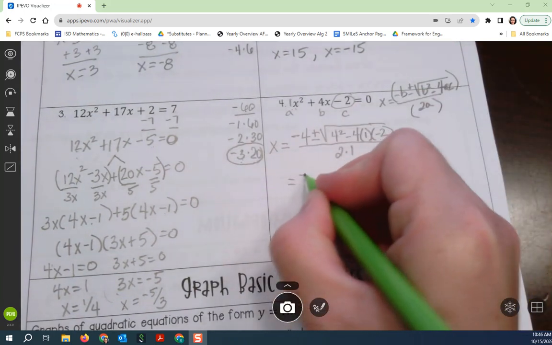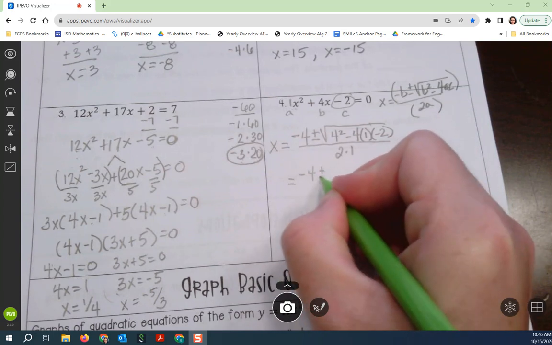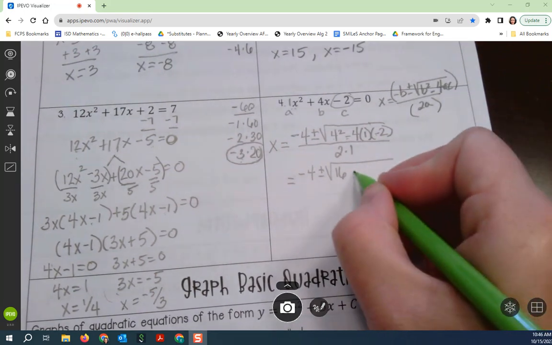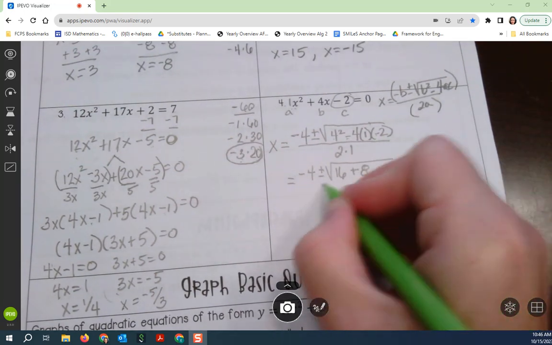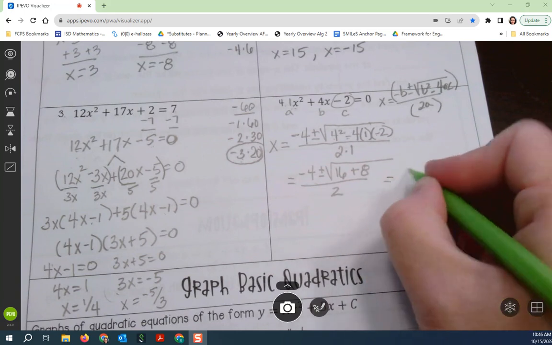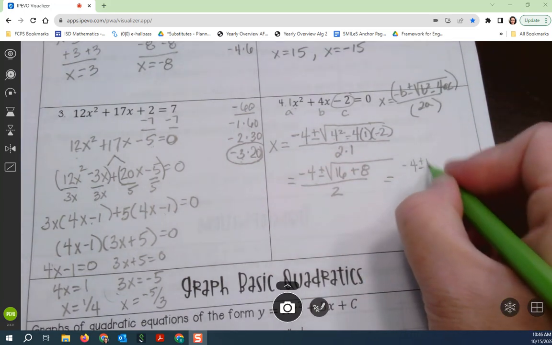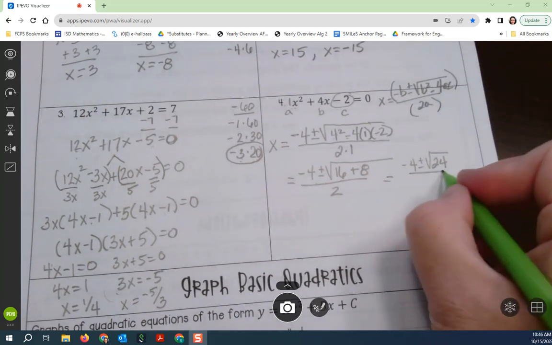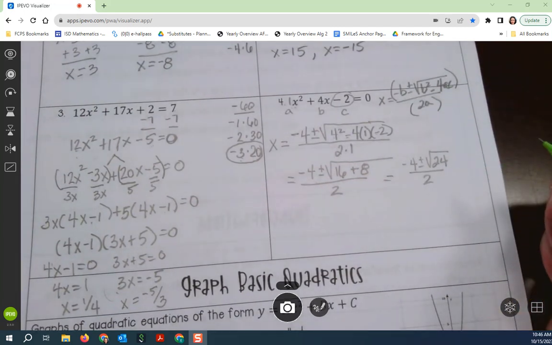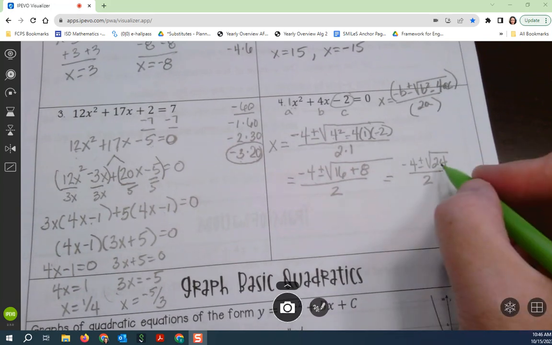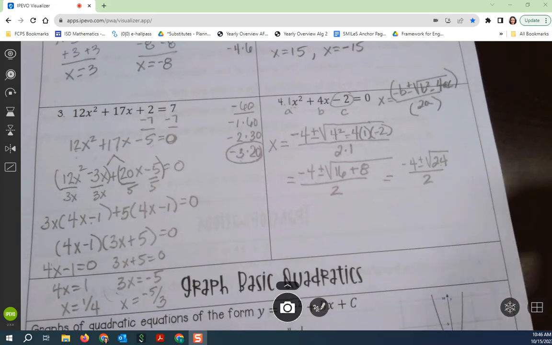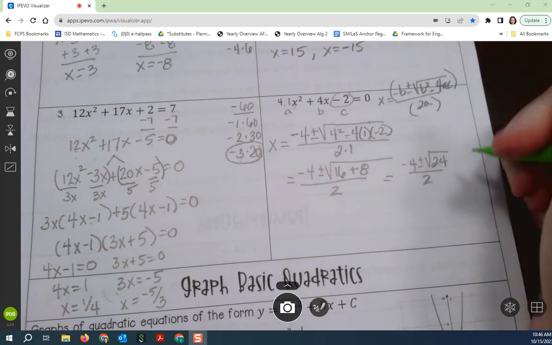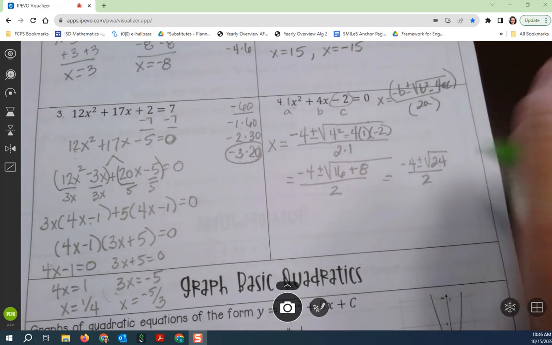So I have negative 4 plus or minus the square root of 16, minus negative makes plus 8, over 2. Negative 4 plus or minus the square root of 24 over 2. All right, and then 24 can simplify. Remember, 24 is 4 times 6, and the square root of 4 is 2, so that can come out.